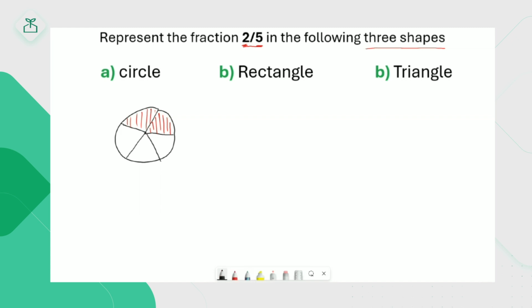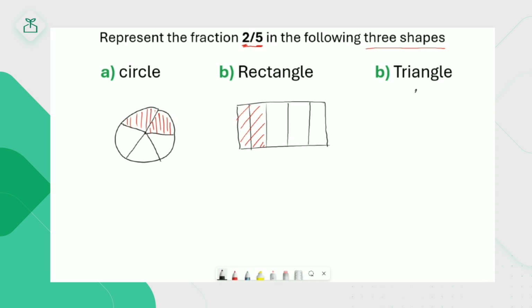Alright? Pretty basic idea. You just make the shape, and then you break it up into the amount of areas that you want. And then you shade the area that you have. So 1, 2, 3, 4, 5, and 2 of these areas are going to be shaded.